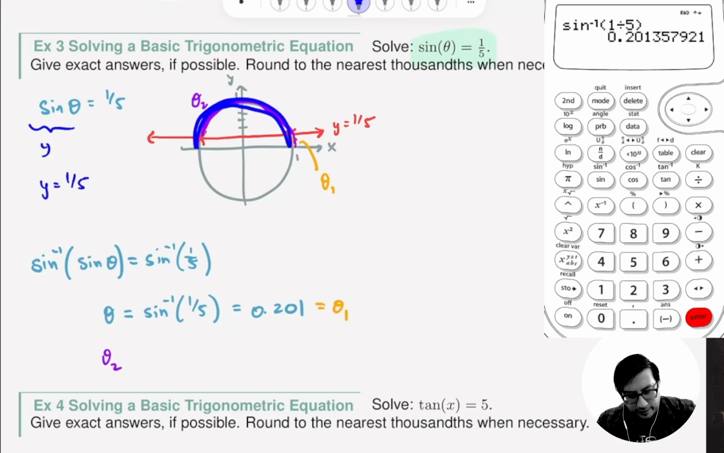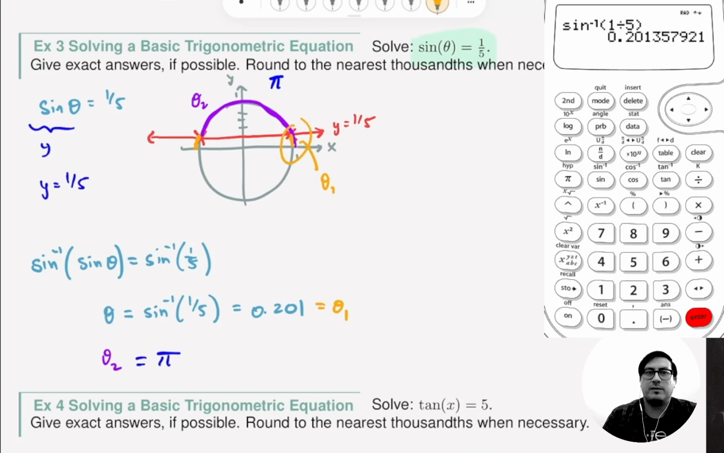Pi, if I do it in blue, right, that's pi. That's the full semicircle. That's not what we want, right? We want theta, which is the purple piece. But notice that this part here is going to be exactly the same as the part on the other side. So basically, if I subtract theta 1 from pi, that's going to give me theta 2. So if I do this on my calculator, pi is about, I'm just going to write it as pi. We're using theta 1 is about 0.201.